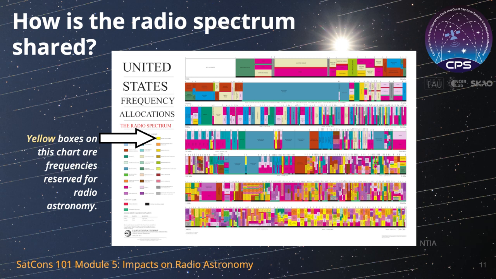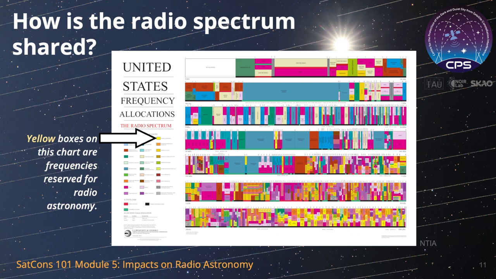We use radio frequencies continuously in our daily lives. For example, in TV and radio broadcasting, satellite communications, Wi-Fi, and Bluetooth communications. All require access to portions of the radio spectrum. At the national level, countries define the use of the radio spectrum. The example here shows how the United States allocates the radio spectrum for different uses.